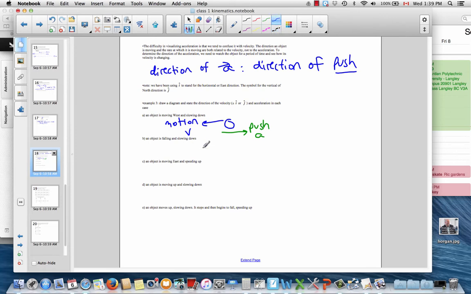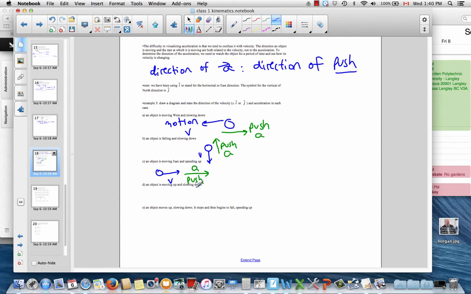So here we've got an object that's falling. So that's the way it's moving. That's the direction of the velocity. And it's slowing down. To slow down, we must be pushing up on it. Maybe like a parachute pushing up on it to slow it down. And that will be the direction of the acceleration. Okay, object moving east, so that's the direction of the velocity, and it's speeding up. To speed up, we've got to be pushing it to the east, so that'll be the direction of the acceleration.